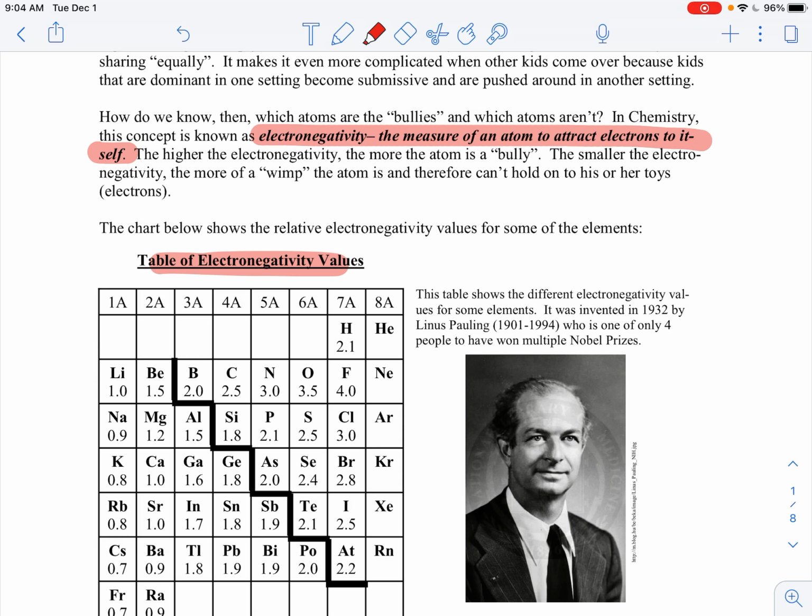And that's a fairly simplistic look at electronegativity for a first-year chemistry student. If you're in advanced chemistry, it can get more complicated than that. Basically, let's just look at it like this. Electronegativity is how much an atom wants an electron. That's what we're looking at.